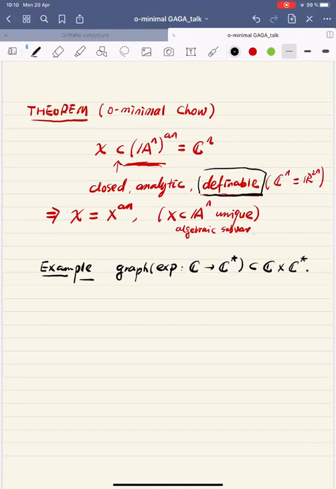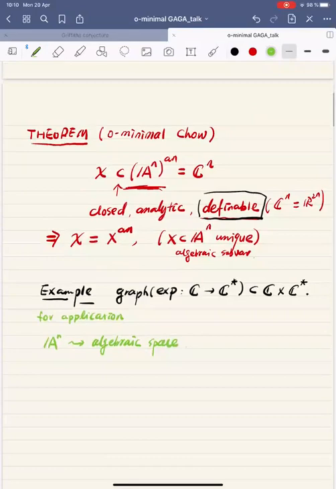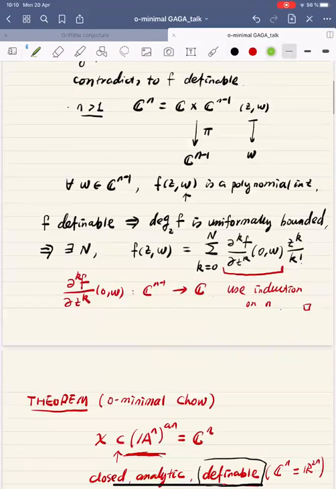And for the application, I mean application to topology theory, later we need to replace A^m by some general algebraic space, I mean, not necessarily a scheme. Okay, this O-minimal Chow theorem will be a consequence of this simple lemma. But I will not give you a proof. You can find that in some references.